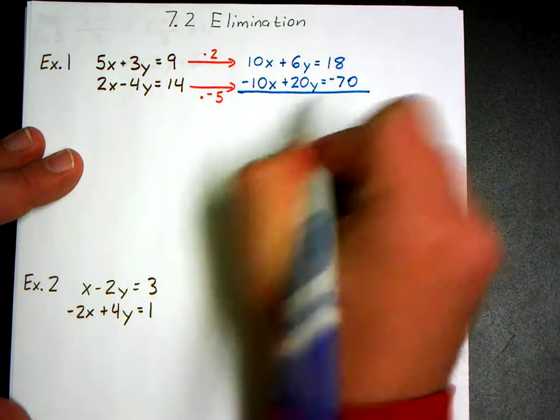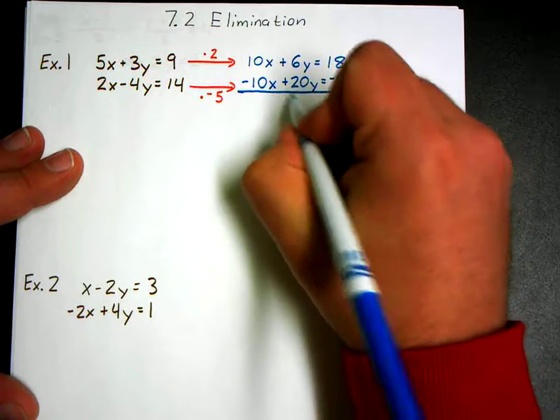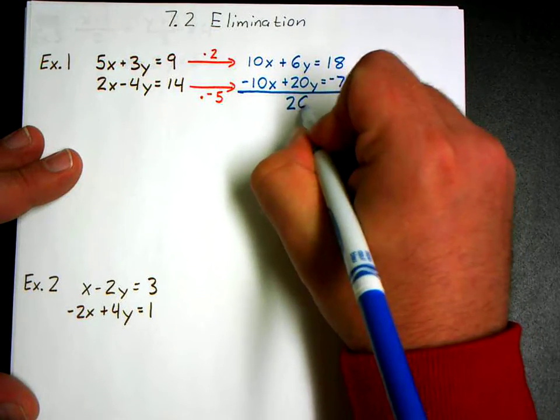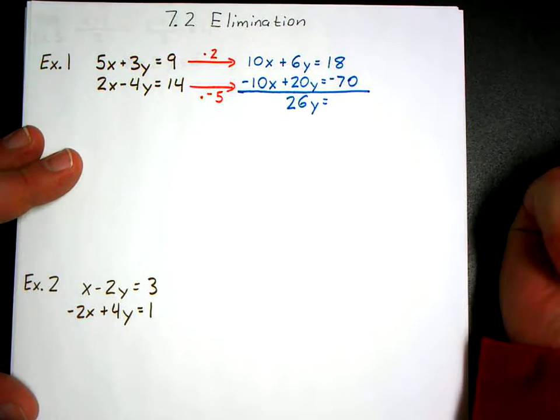And then when we add the two equations together, the x's would cancel out. So we only have one variable. So then we can solve it.